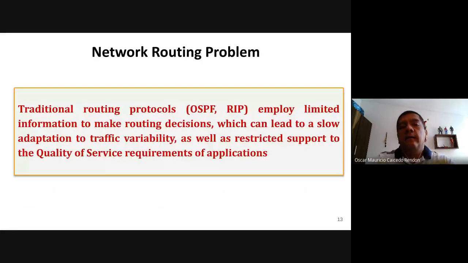In summary, traditional routing protocols like OSPF and RIP employ limited information to make routing decisions. This limited information does not consider, for instance, different key performance indicators related to quality of service. This use of limited information to make routing decisions can lead to a slow adaptation to traffic variability, and in modern networks, we need to adapt quickly to the traffic variability.